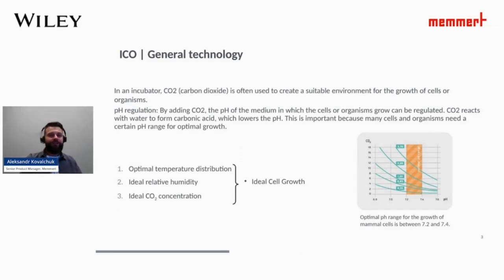In CO₂ incubators, carbon dioxide plays a key role in creating the optimal environment for cell and organism growth. One of the primary functions is regulation of pH level. When CO₂ dissolves in water, it forms carbonic acid, which helps maintain the pH of the growth medium, based on a buffer solution, within the ideal range. This balance is critical as many cell types require a stable pH to thrive and function properly.